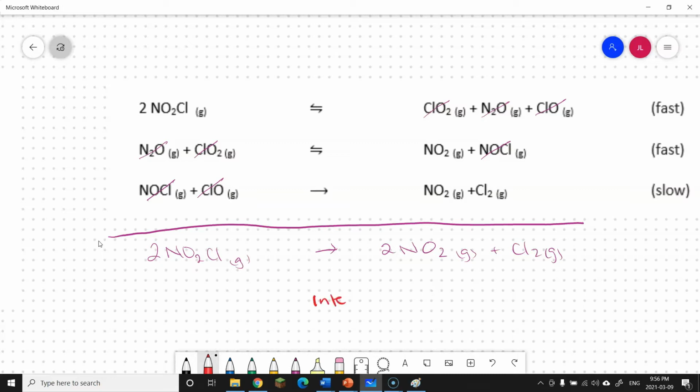So therefore, if I wanted to look at my intermediates, there are 4 of them. Okay.